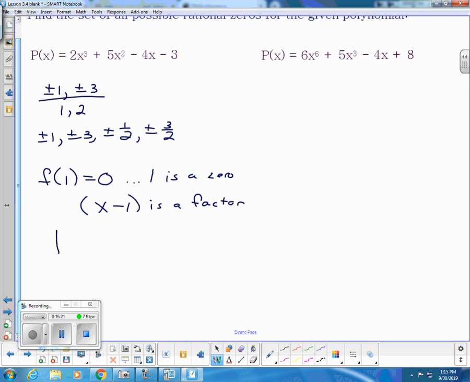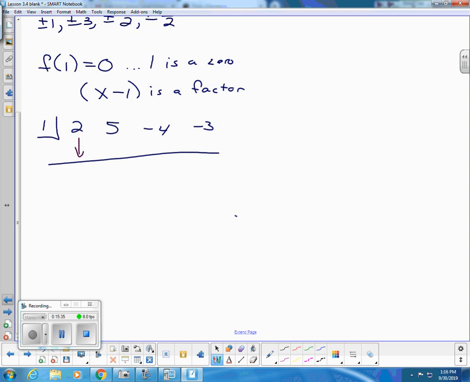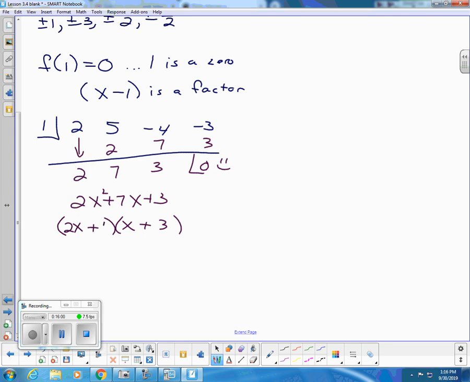I'm going to do synthetic division with 1. So I have 2, 5, negative 4, negative 3. I drop down the 2. So I know it's a 0. And now I have a quadratic. Guys, I can work quadratics. I can look at this and like, ooh, I can factor this. If I can't factor it, I can put it in the quadratic formula to find some more.